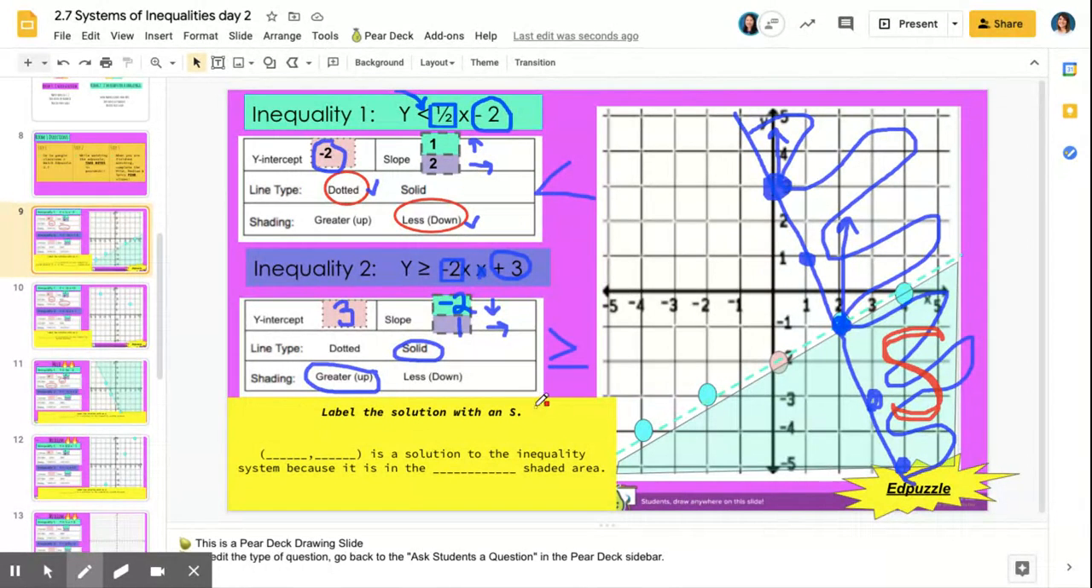Okay, so I did that. I labeled it with an S, and now it wants me to pick a point. So we need to pick a coordinate in our solution space. So if I pick this coordinate right here, remember I read the x first, so that's this number, which is a 4. And then I'm going to read this number, which is a -4. So 4, -4 is a solution to the inequality system because it's in the double shaded area.